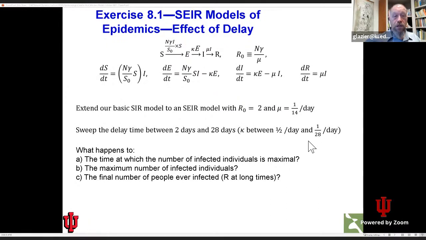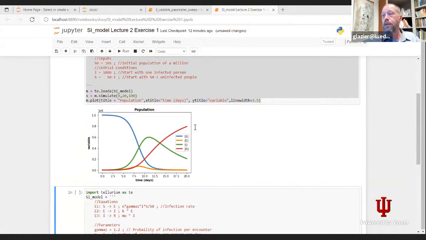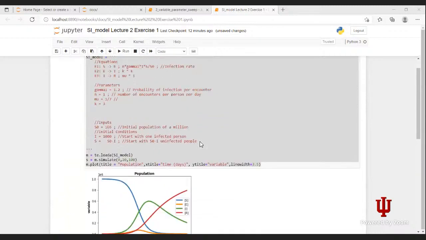And ask the question, what happens when you change that to the number of infected individuals, the maximum number of infected individuals at any given time, the final number of people who are ever infected, and the time at which the maximum infection occurs. Is that clear as an exercise? So yeah, this is how it looks.